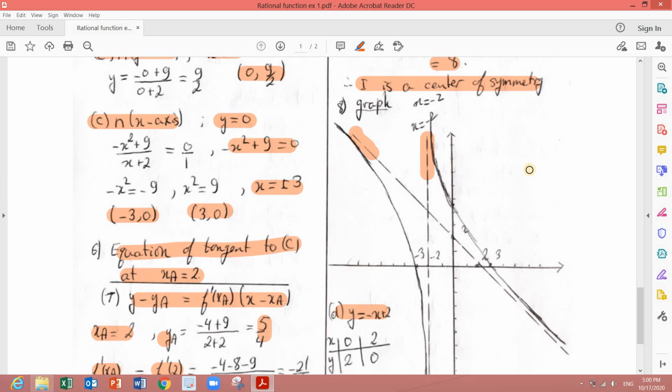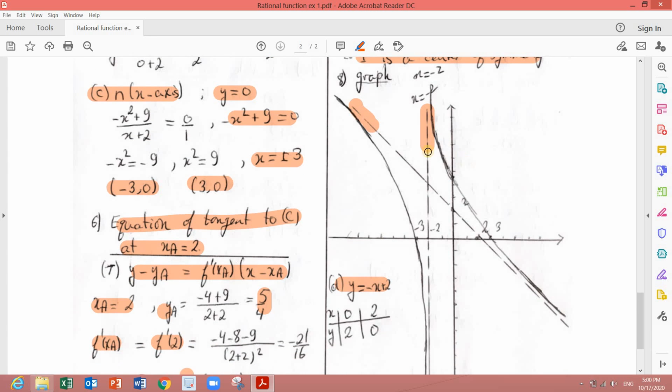You take particular points for the first curve. It is easier for you. We saw the points of intersection with the x-axis: minus 3, 0 and the second point 3, 0. We saw the point of intersection with the y-axis is 0, 9 over 4. So I can take more particular points.